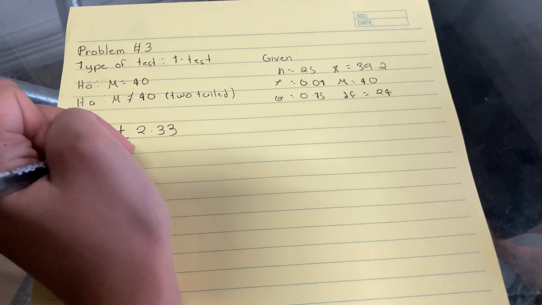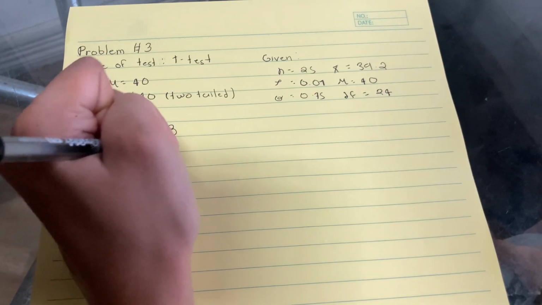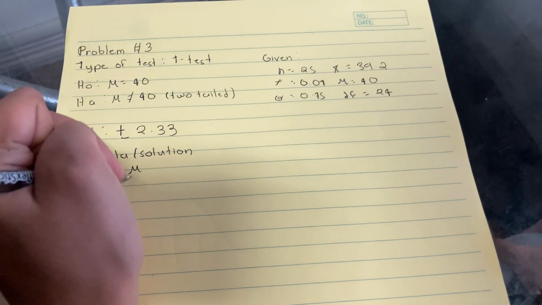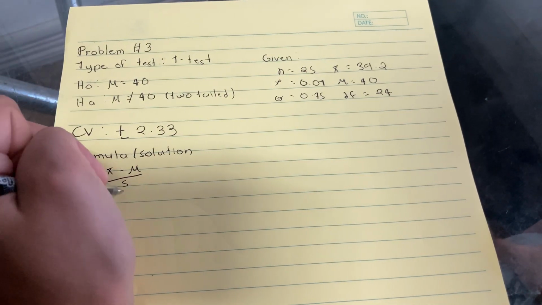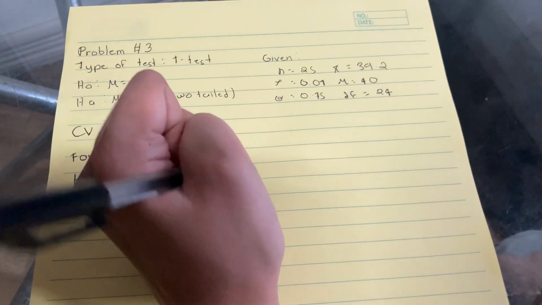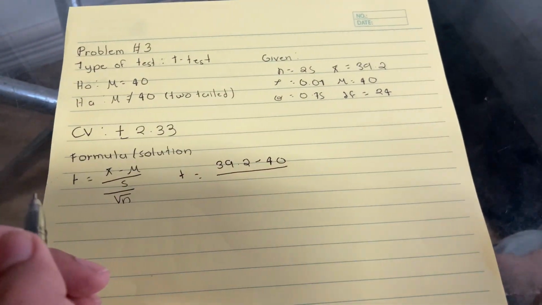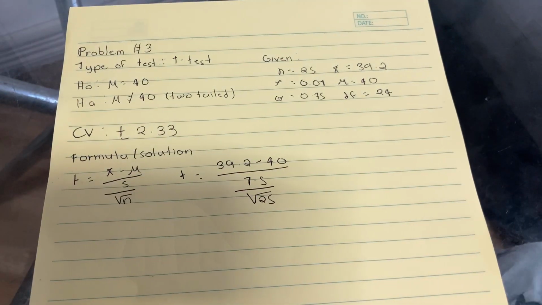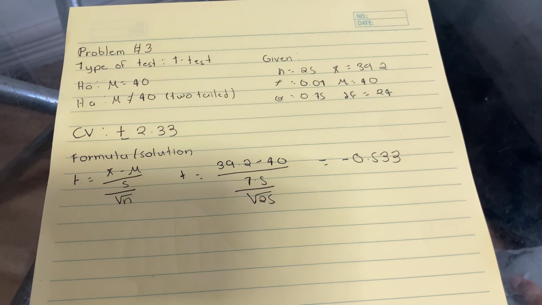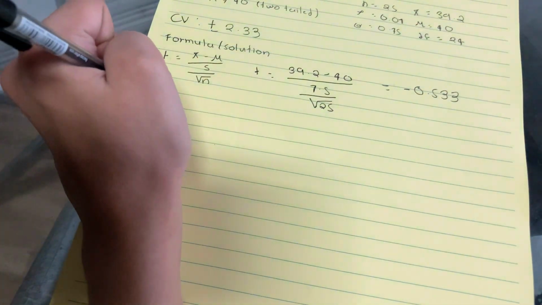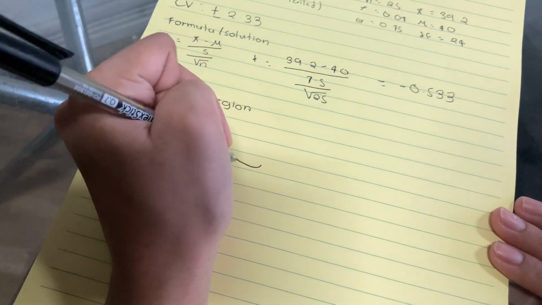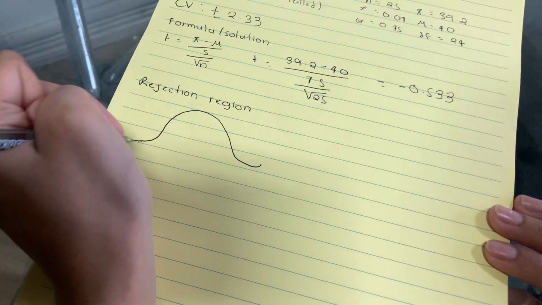Now let us proceed to the formula of finding the test, wherein t is equal to x bar minus m over s over the square root of n. And now let us substitute our given to our formula. It is equal to negative 0.533.